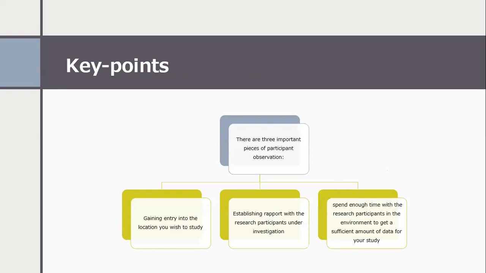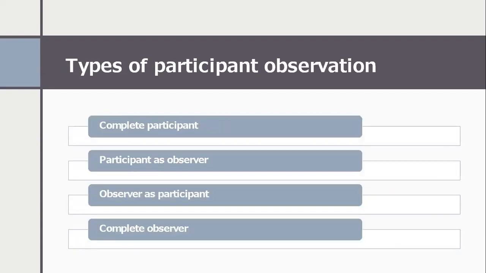There are three main key points that I noticed in participant observation. The first is getting entry into the location you wish to study. The second is establishing rapport with the research participants under investigation. The third is spending enough time with the research participants and the environment to get a sufficient amount of data for your study. Next one.